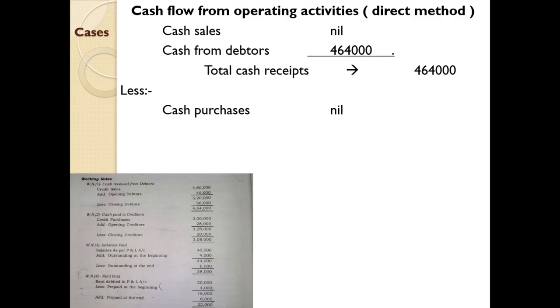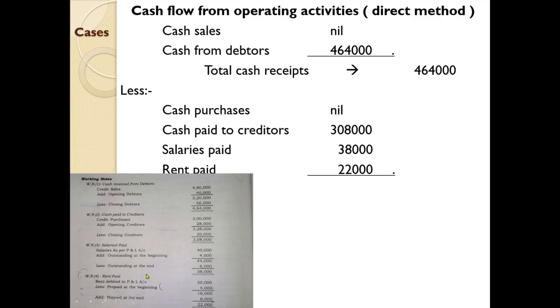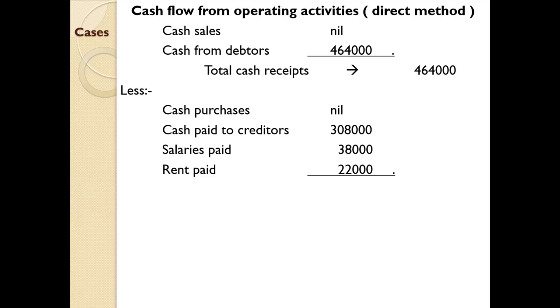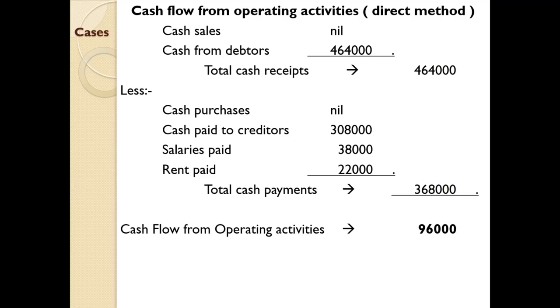Cash purchases, nothing is given. Cash paid to creditors, 3,08,000. We have already found 3,08,000. Next one, other operating expenses, salaries paid, 38,000. We already found 38,000. Next one, rent paid, 22,000. This is also recorded. So once you take the total and deduct this 3,68,000 from the receipts, you will get the amount of rupees 96,000. That was the actual cash flow from operating activity.